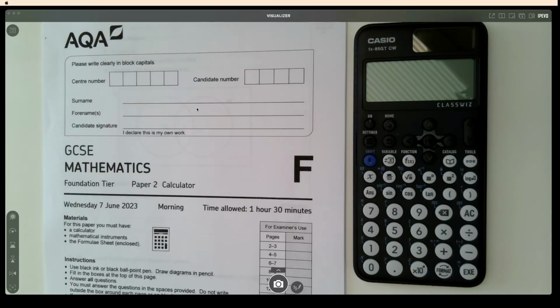AQA paper 2s are calculator papers, so a calculator should be used. A little disclaimer, there may be more than one way to answer a question. The methods shown in this video are not the only way some mathematical skills can be applied. Okay, let's get started.